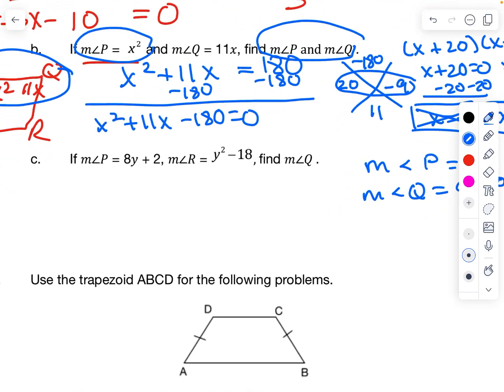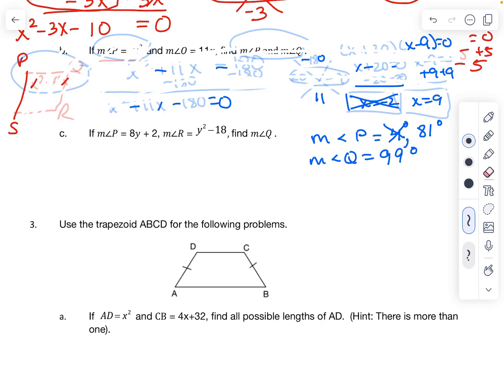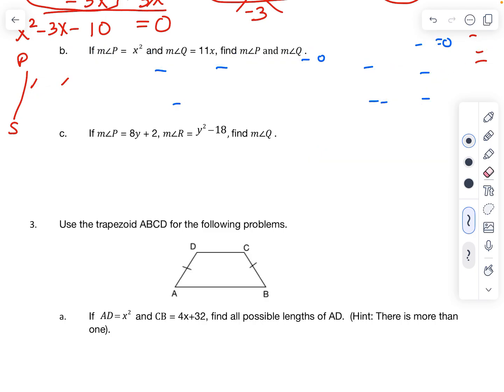Okay, let's try the last one. Same thing. Draw yourself the parallelogram to start. Label your picture. Okay, so I've got, again, PQRS. P is, we're talking about the angle, so the inside, 8y plus 2. R is over here, y squared minus 18.